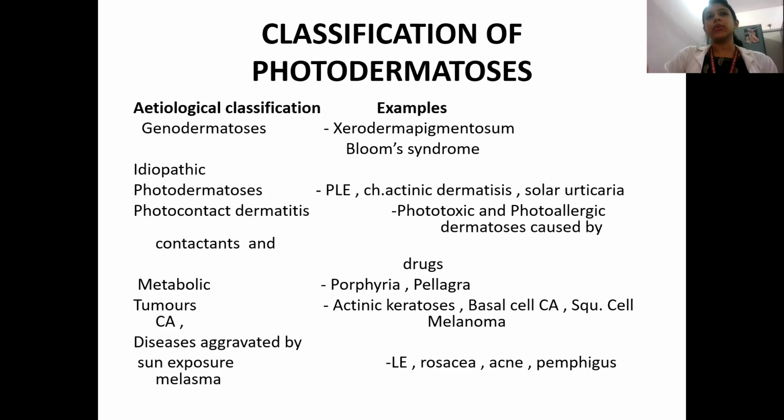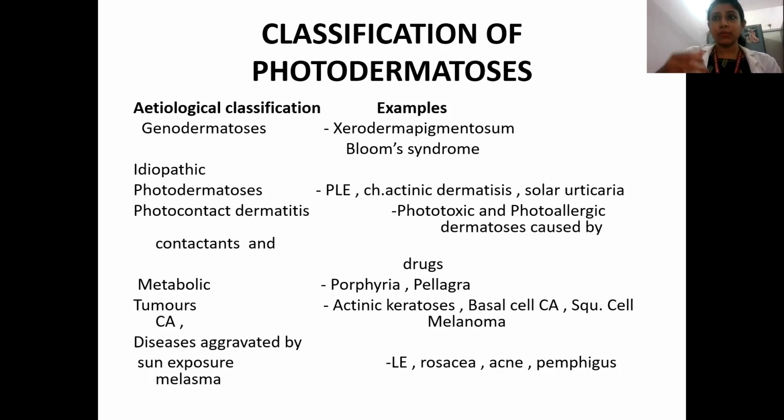So we classify photodermatosis into different types. Etiological classification basically means what caused it. One is xenodermatosis, which means genetic factors are involved. Examples for this are xeroderma pigmentosum and Bloom syndrome. Then it can be idiopathic, where there's no particular cause for it. That is idiopathic photodermatosis. In that we can have PMLE, that's polymorphic light eruption. We can have chronic actinic dermatosis, solar urticaria. Then we have photocontact dermatitis, and we have phototoxic and photoallergic dermatosis, which are caused by drugs.